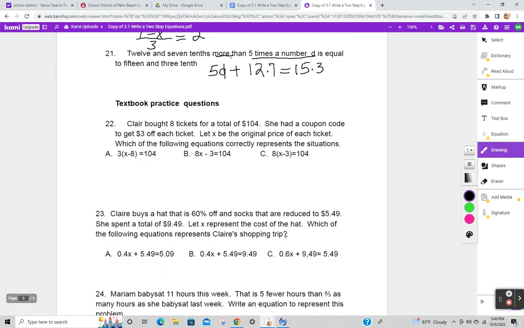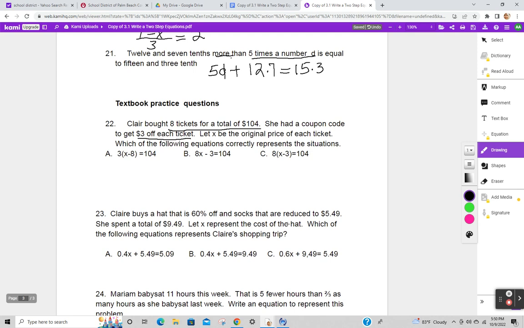All right, so number 22. In this case, you're given the word problem, and they're asking you, how would you write it? Which equation would be correct, A, B, or C? So let's read the problem first. Claire bought 8 tickets for a total of $104. So she bought 8 tickets, and the cost for the whole total was $104. She had a coupon code to get $3 off of each ticket. So each ticket she bought, she's saving $3.